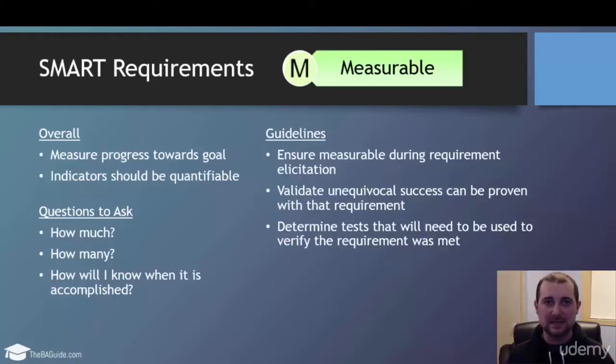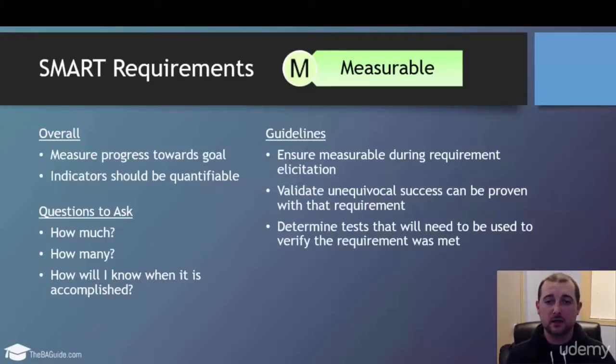You want it to be detailed and specific and have some numbers in there. So your indicators should be quantifiable. Ultimately, you want to be able to say that the requirement was successfully met or was not successfully met in the end and during your testing. So what type of questions do you ask? How much? How many? And how will I know when this is accomplished? If you can say, okay, how do I know when this will be accomplished? Is there a certain thing that happens? Is there a box that pops up? How do I know when the specific requirement is met?